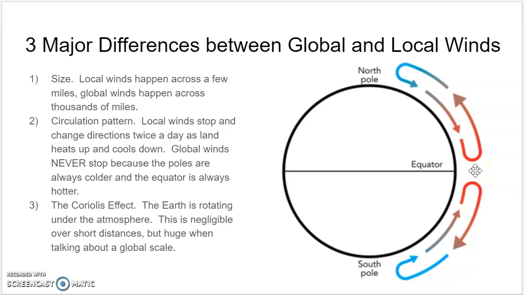The third big difference, and this is probably the most confusing part of the unit, is the Coriolis effect. The Coriolis effect, as we hopefully learned from our definition on the slides, has to do with the way the air curves as it's moving from the poles to the equator. The air actually appears to bend. The air doesn't actually bend. It's actually the Earth that's moving. But since we're on the Earth, we don't see the Earth moving with us.